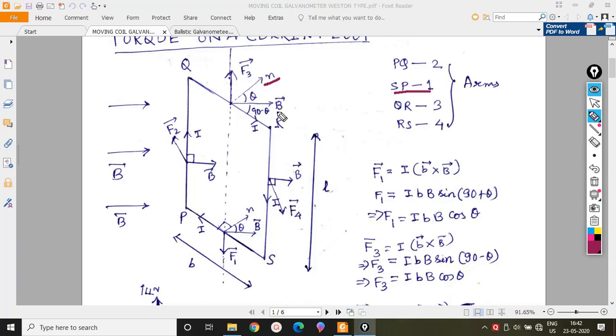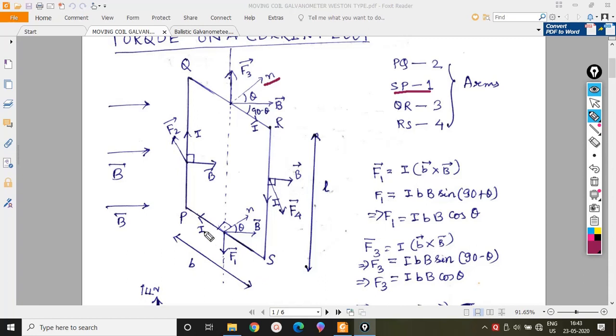This particular derivation is done with the normal to the plane making an angle theta with the direction of the magnetic field. However, in different books, you will find that the coil itself makes an angle theta with the direction of the magnetic field. But here it is not that way. In my case, QR, that is the direction of current, makes an angle 90 minus theta with the magnetic field. That is, the coil makes an angle 90 minus theta with the direction of your magnetic field.